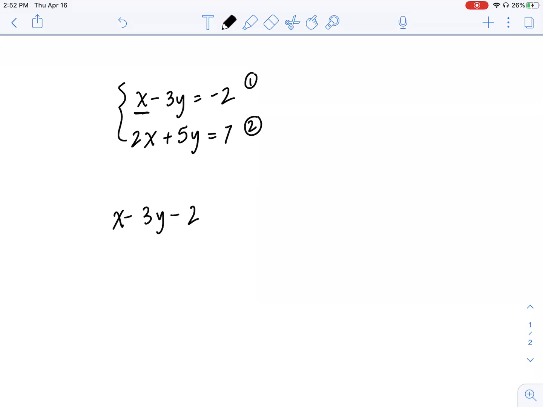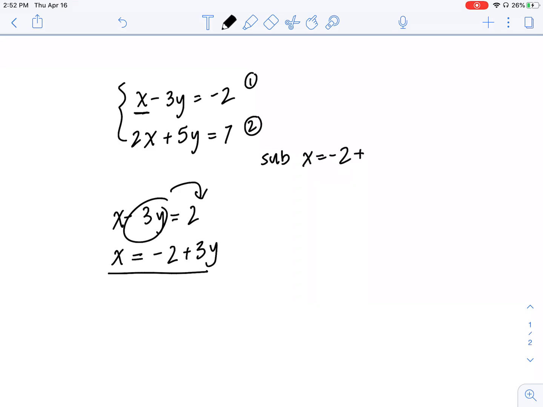seems a little less complex than equation 2, so it'll be easier to isolate for x. To isolate for x, all we have to do is move this minus 3y over to the other side of the equation. So x minus 3y equals negative 2 becomes x equals negative 2 plus 3y. Now that we have x, we can sub that back into equation 2. So sub x equals minus 2 plus 3y into 2.